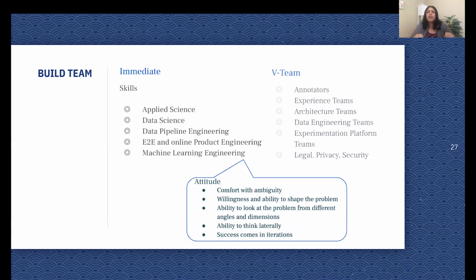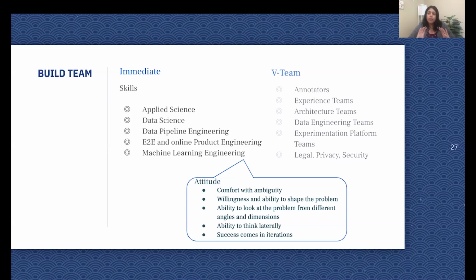These are the skills. Again, you need to form your V team because you might need annotators who label the data. You might have to work with experienced teams, people who own the UX, or if you are working on devices like Alexa or Google Home or Cortana, you have to go and talk to those experienced folks. You need to get sign off from the architecture team, your data engineering team, experimentation platform team, and of course legal, privacy, security, super important. I cannot emphasize the importance of them while you build AI tools. These are good skills, and these are the different folks that you'll reach out to as you bring together your crew to build the incubation.